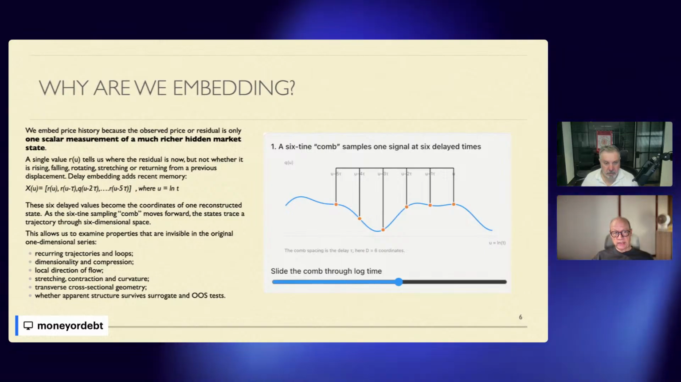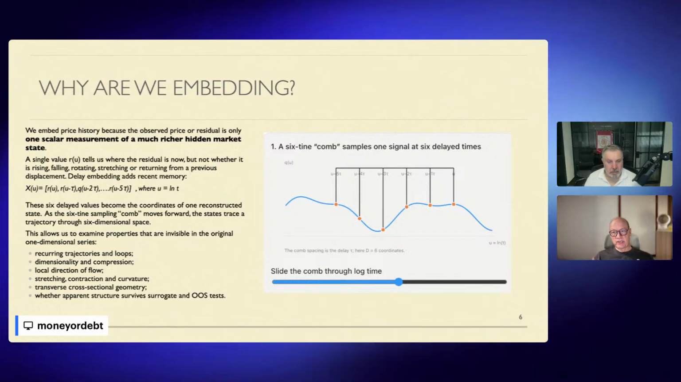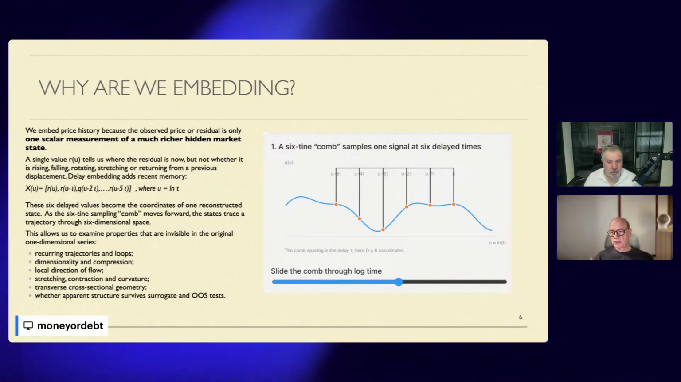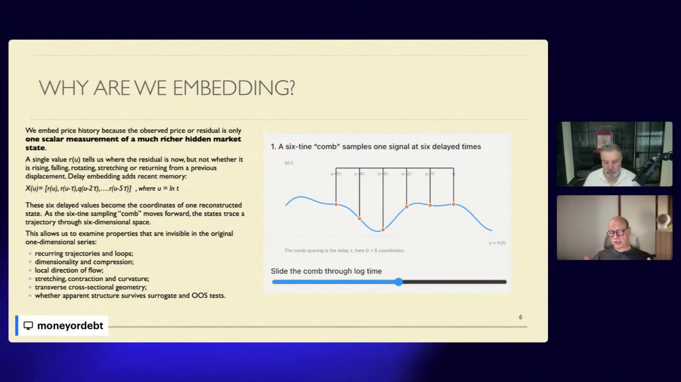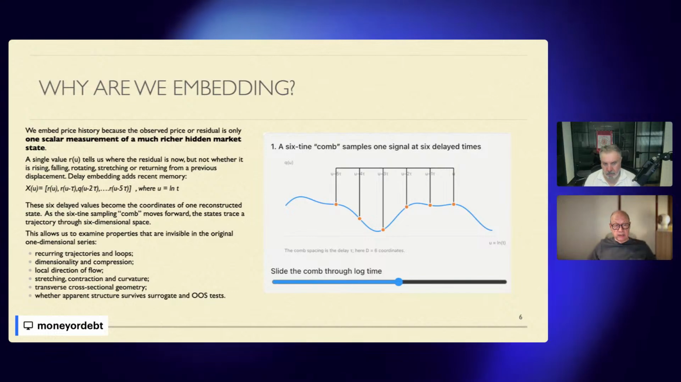And by doing this, we can start to uncover properties that we don't see in the original 1-dimensional price series on daily prices. First, we've put it into log time, which helps already.